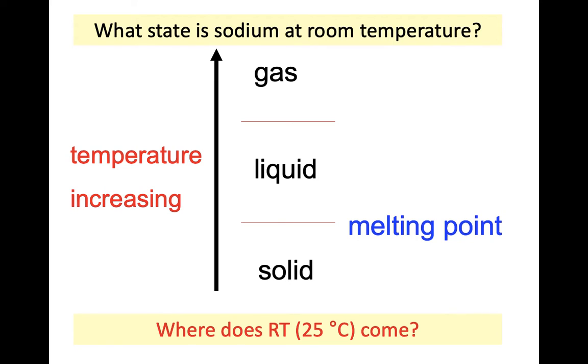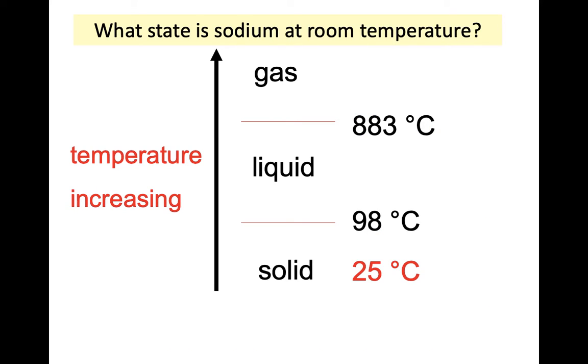You might be asked, what state is sodium at room temperature? And the first thing you've got to do is find sodium's melting point and boiling point, and then work out where 25 degrees C comes in. So, its melting point is 98 degrees centigrade. Its boiling point is 883 degrees centigrade. And 25 degrees room temperature is well below 98, which means that sodium would be solid at room temperature.